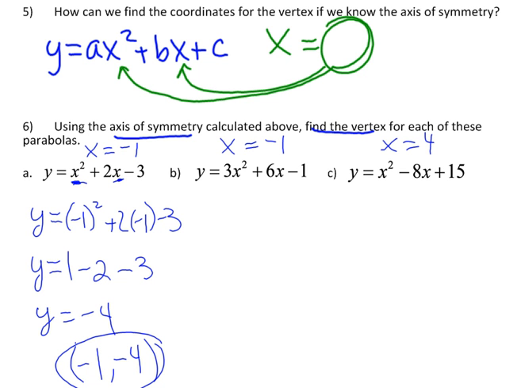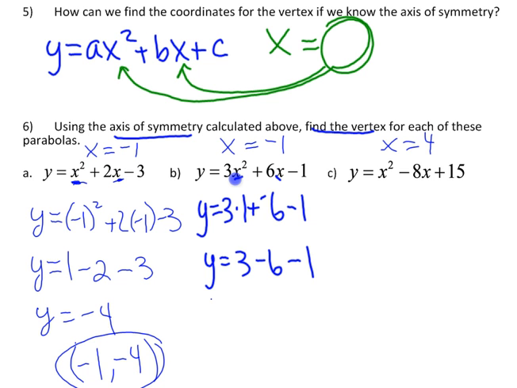Okay, on B, we would do the same set of things. We're going to plug in a -1 for this x and this x. I'm going to go ahead and square -1 in my head because I know (-1) squared is 1, so that's going to be 3 times 1 plus 6 times -1 is -6 minus 1. So y equals 3 minus 6 minus 1. 3 minus 6 is -3, minus 1 is -4. Look, both of those have the same vertex, (-1, -4).